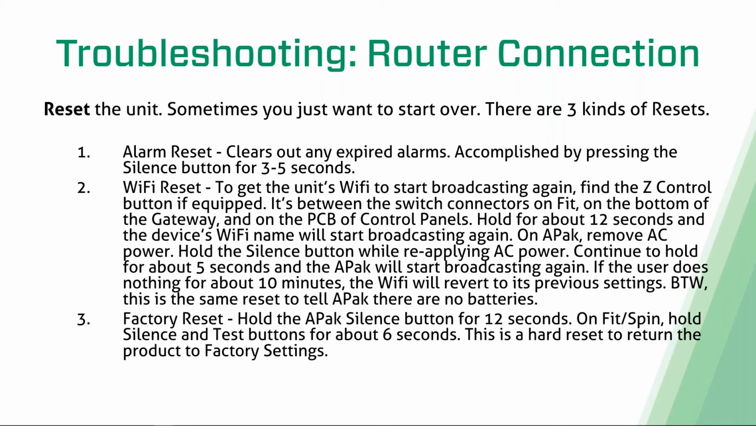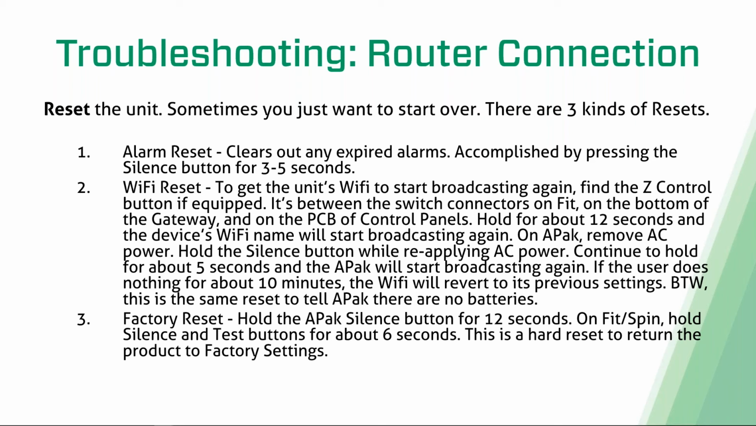There's also a little button on the circuit boards of control panels that are coming out. If you hold that Wi-Fi reset button for about 12 seconds, you're going to clear out Wi-Fi settings and the Wi-Fi of the device will start broadcasting again. So it's pretty simple, just press and hold that button 12 seconds. It'll wipe out creds and start broadcasting its name again so that you can connect to it.